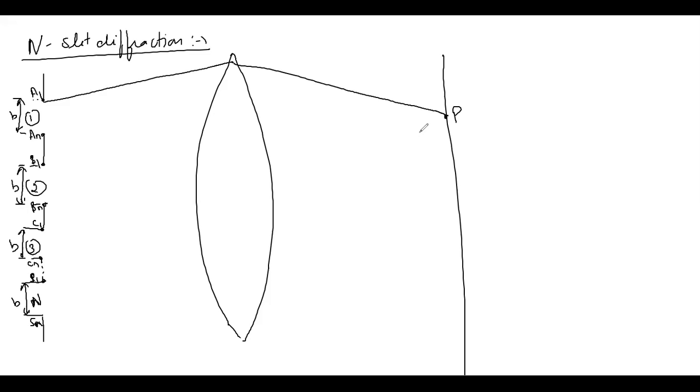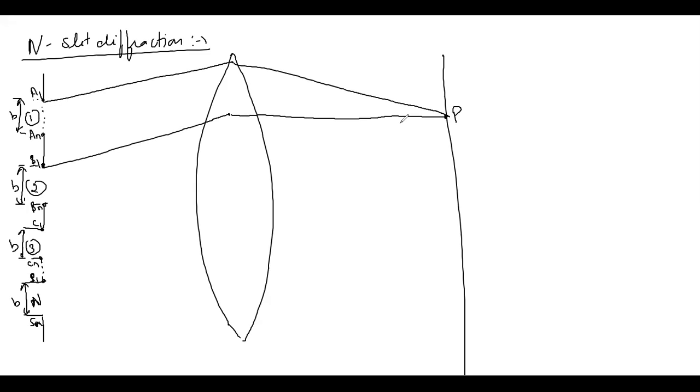Wavelets which are going to arise from the first slit will be reaching point P earliest because they will be traveling the minimum distance as compared to the other slits here. Single slit we have already dealt with: what would happen to the different points from the single slit? Now if you talk about the second slit, the wavelets that start from the second slit are going to travel a certain amount of extra distance as compared to slit 1.